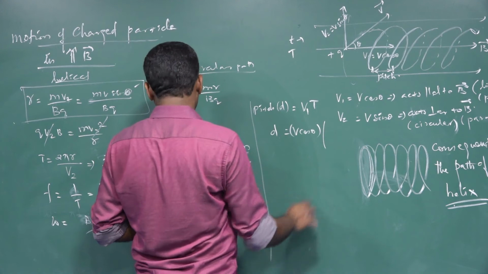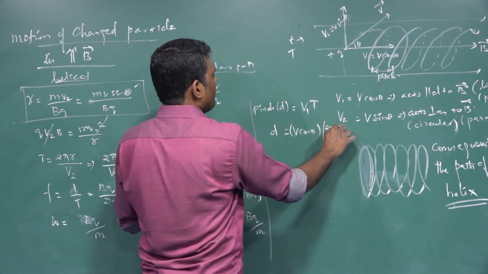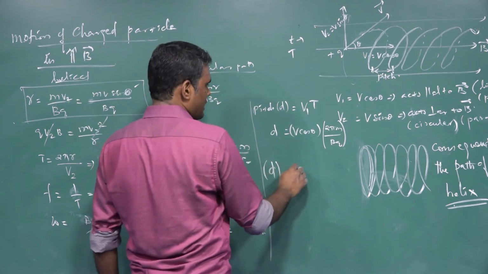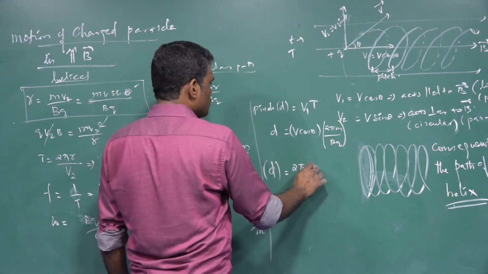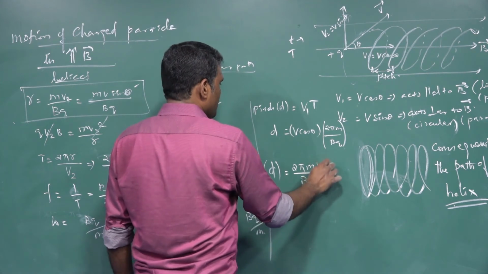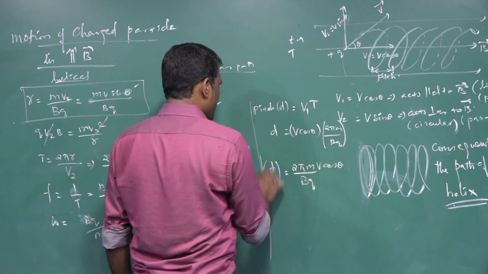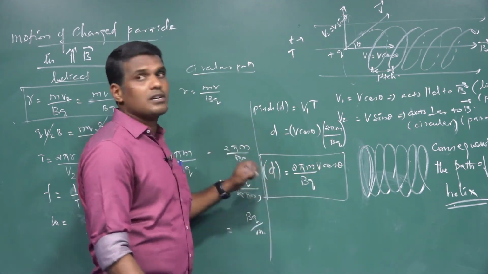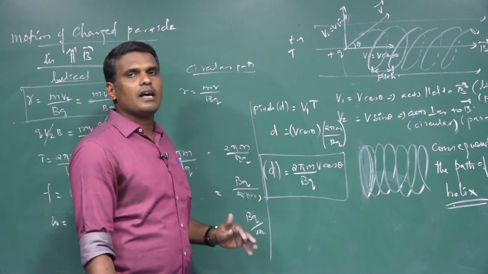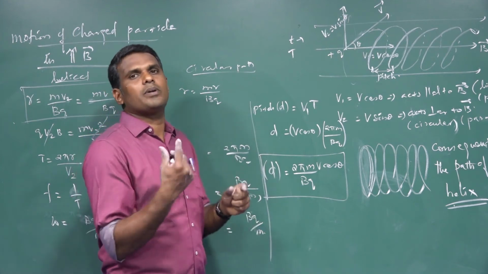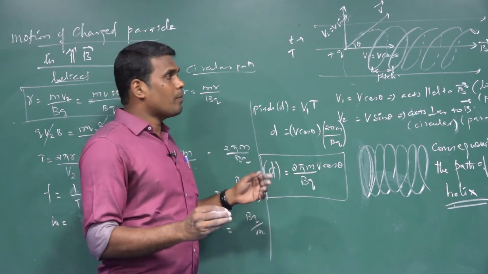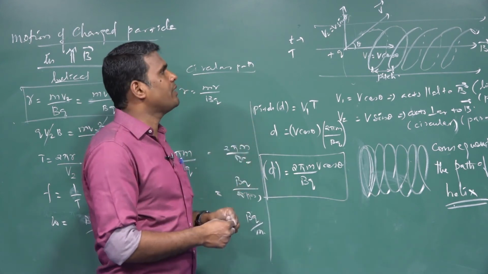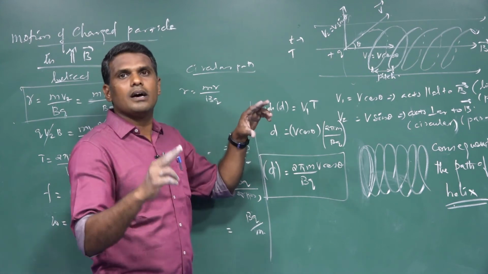What is the time period? T equals 2 pi m divided by bq. So the pitch of the helix is given by the expression d equals 2 pi m by bq into v cos theta. This is the pitch of the helix. So these expressions are very important. When a particle is describing a circular path, that is different. When a particle is moving with a velocity v by making some angle theta with the magnetic field, then the particle describes a helical path.